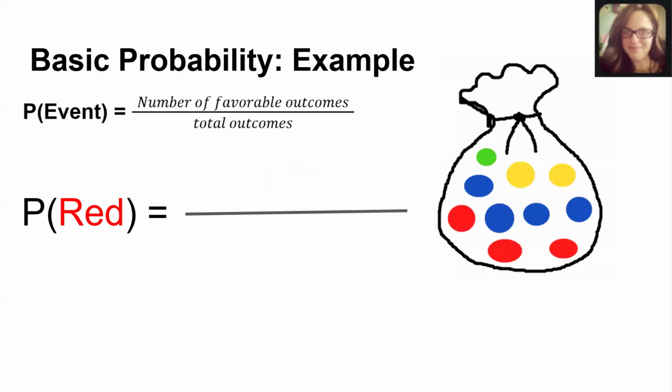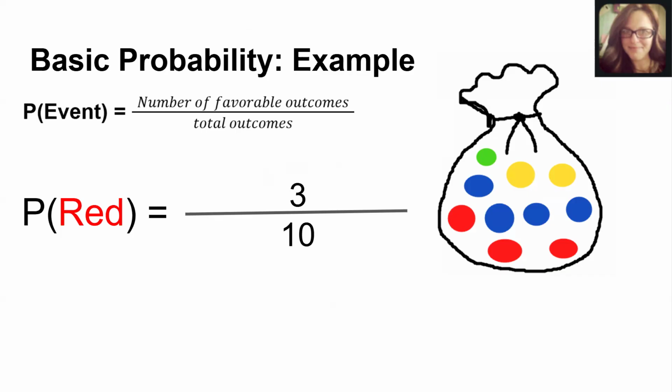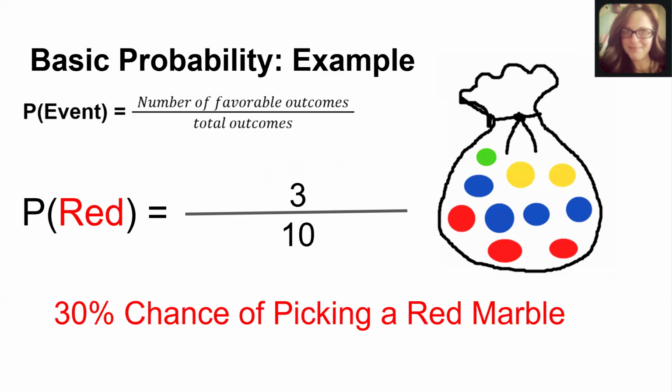Let's take a look at an example. Find the probability of picking a red marble from this bag of marbles. We need the number of red marbles divided by the total number of marbles in the bag. We have 3 red marbles out of a total of 10 marbles. A 30% chance of this event occurring.